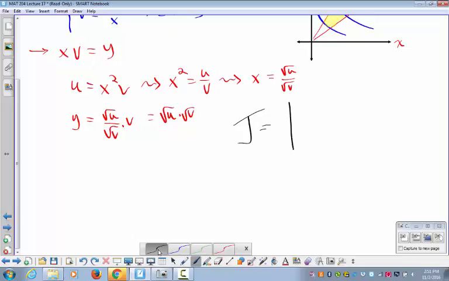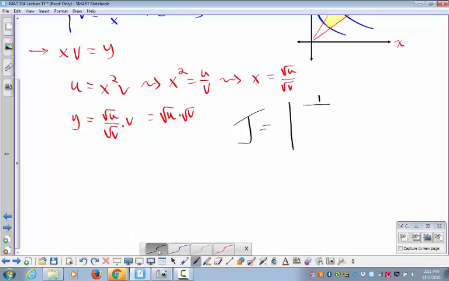Once we have x and y, the top row of the Jacobian is x sub u and then x sub v. The bottom row, y sub u, y sub v. So x sub u first. Partial derivative of that with respect to u. The root v is just a constant. So we're going to have one half u to the minus 1 half, over root v.